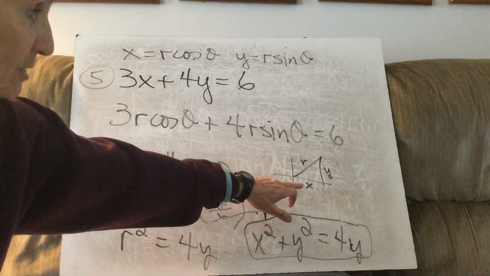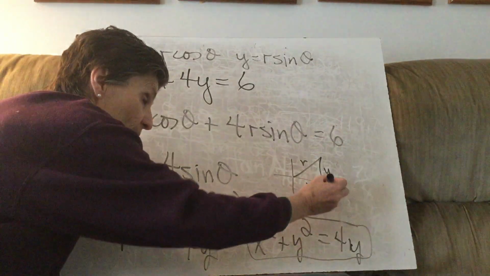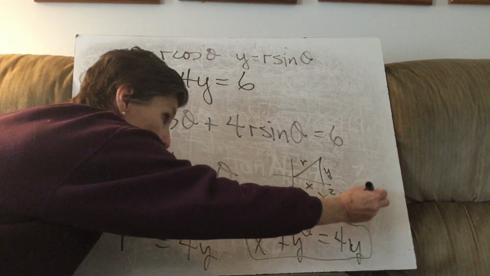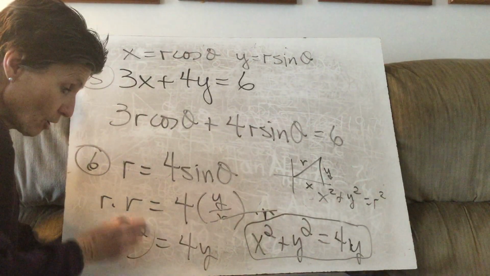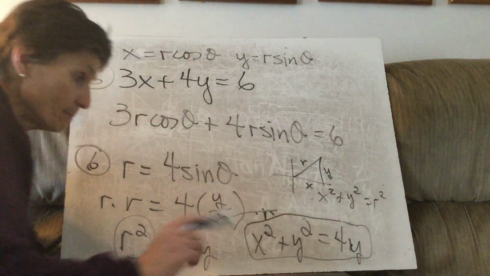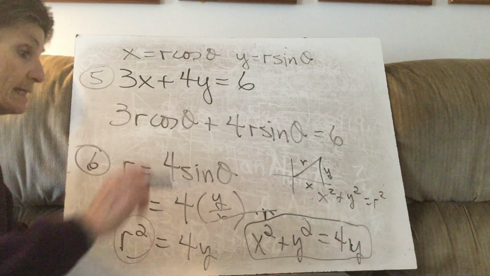In the Pythagorean theorem, x squared plus y squared equals r squared. So when you see an r squared, you can substitute in, I had an r squared here, I'm going to substitute in x squared plus y squared. And that's it.